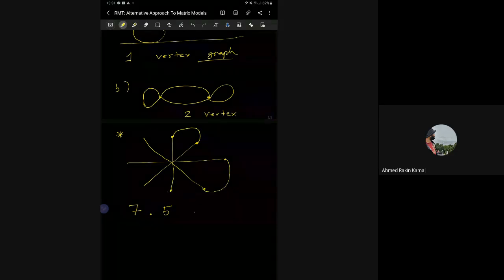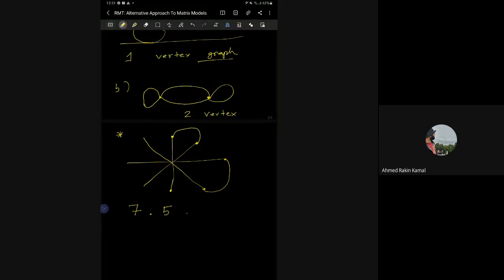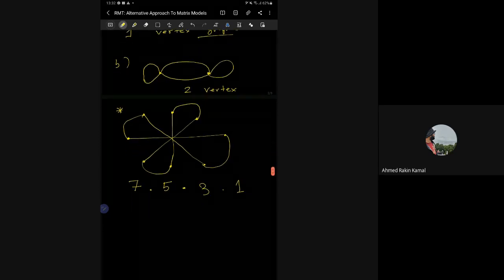This person has 3 choices, 1, 2, 3. It can either connect with this one or this one. So 3 choices. And the last one has just 1 choice, that person. So I can form this graph in how many ways?